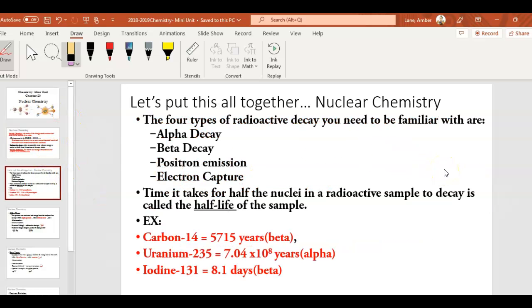There are 4 types of radioactive decay we are going to talk about: alpha decay, beta decay, positron emission, and electron capture. Each of these decays or emissions or captures is going to break the nucleus down. It's going to change the nucleus into a different type of nucleus or a different atom so that the atom is stable. You guys had a little bit of a reading a few days ago over half-life.